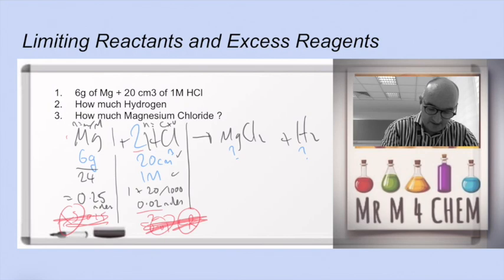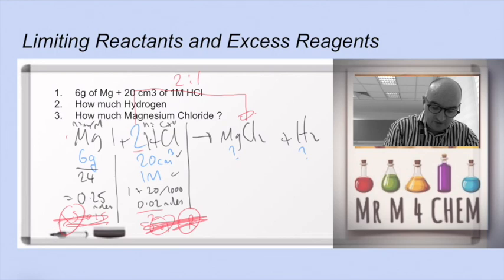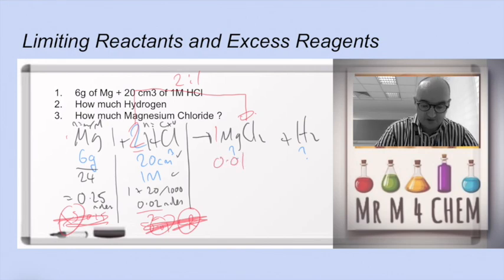And this is where the ratio comes from. The reason we balance the equation is to work out the ratio. It's 0.02 moles of hydrochloric acid, but it's a 2-to-1 ratio. 2 here, 1 here. 10 of them will make 5 of them, 100 of them will make 50 of them. I've got 0.02, so I make 0.01 of magnesium chloride. Hydrogen is 2-to-1 again, so it's 0.01 moles of hydrogen.